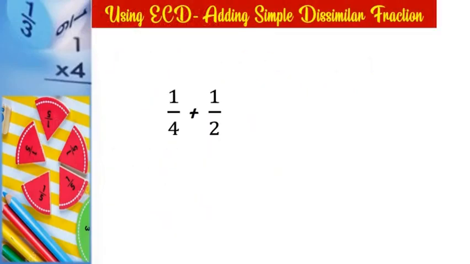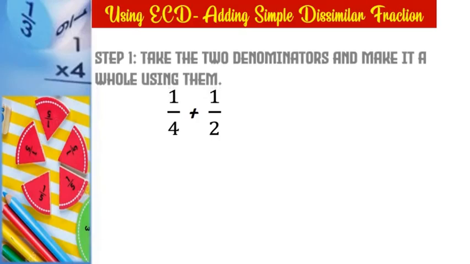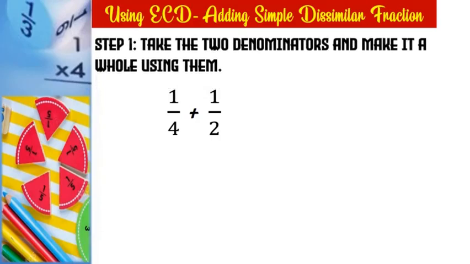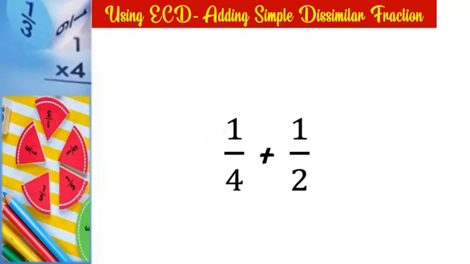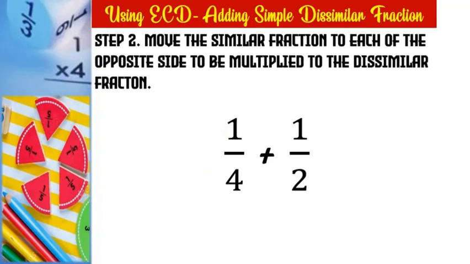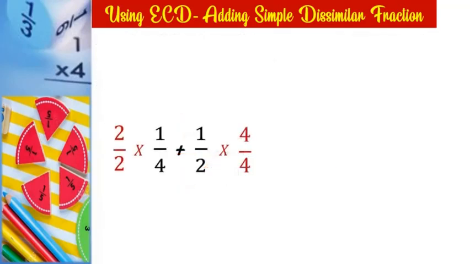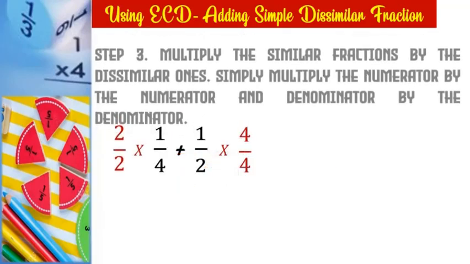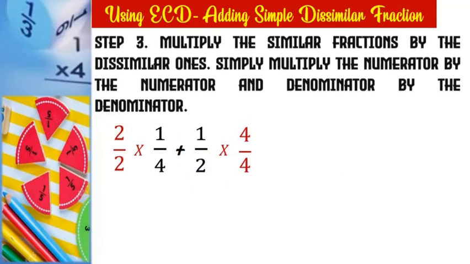Using ECD, adding simple dissimilar fractions, take the two denominators in 1/4 and 1/2, the 4 and the 2, which are the denominators. 4 becomes 4/4 and 2 becomes 2/2. Step 2, 1/4 plus 1/2. So move the similar fractions to the opposite side. The 2/2 times 1/4 and 4/4 times 1/2. Step 3, multiply the similar fractions by the dissimilar ones.